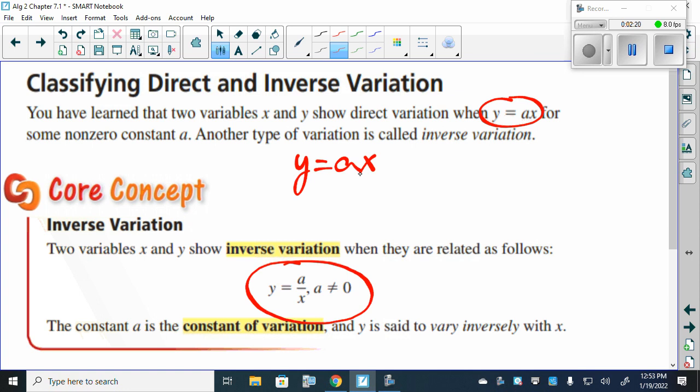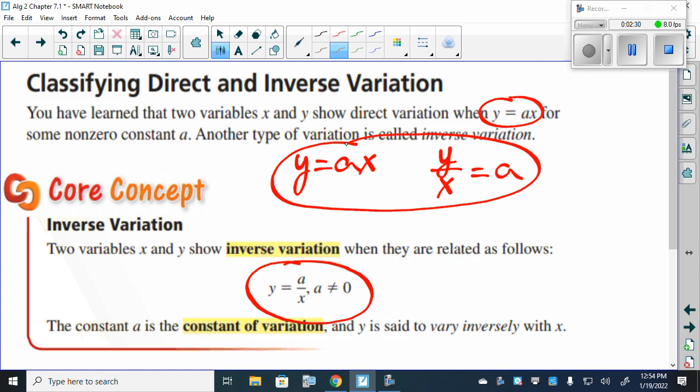And we do have it written right here. Now, we could also get the a by itself by dividing both sides by x and say y divided by x is equal to a. Both of these here are direct variation. As one increases, the other increases as well. Any questions on this so far?